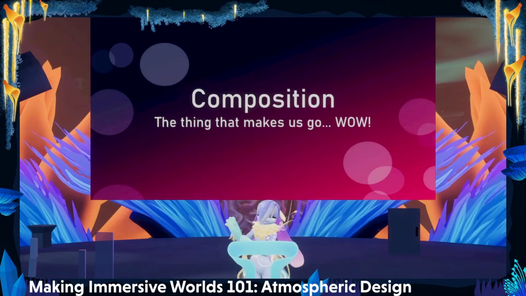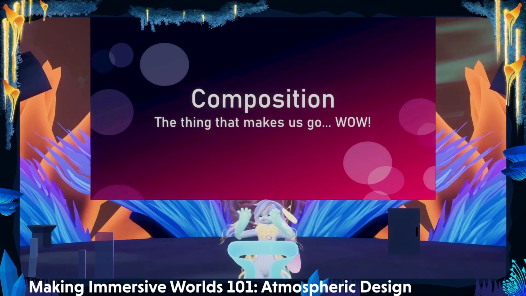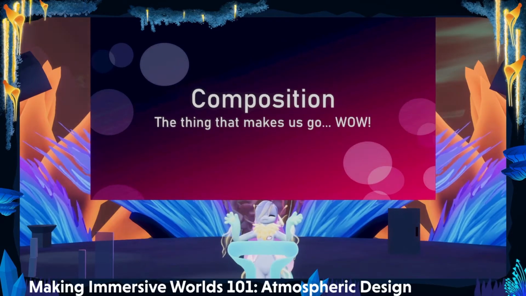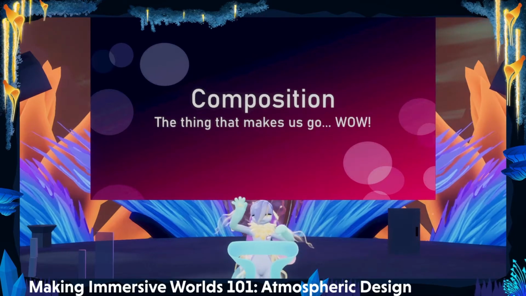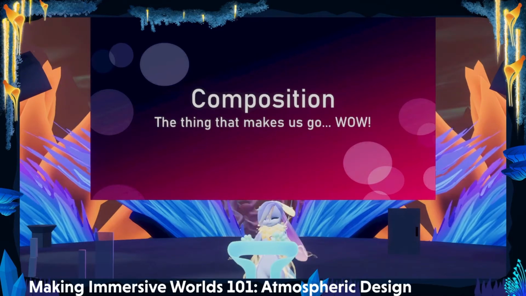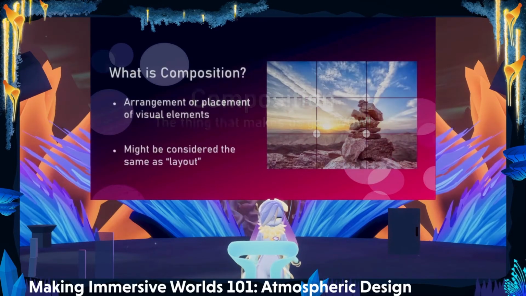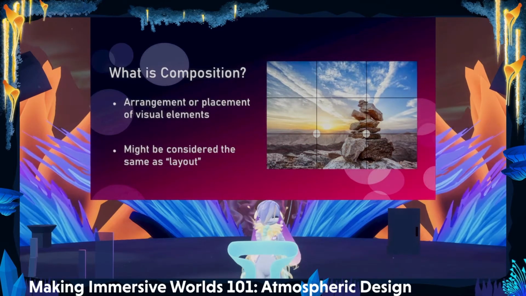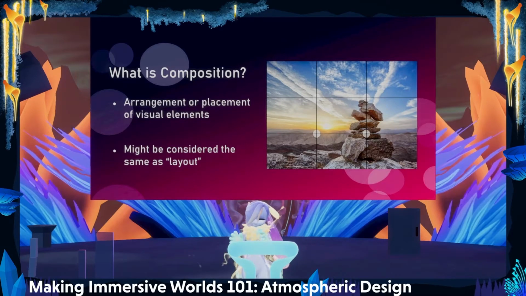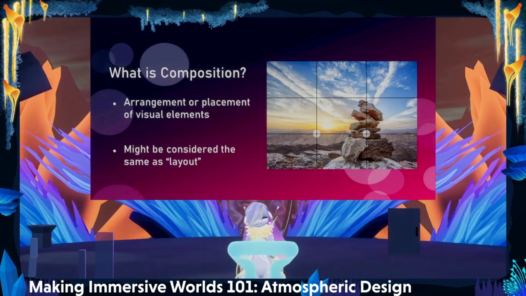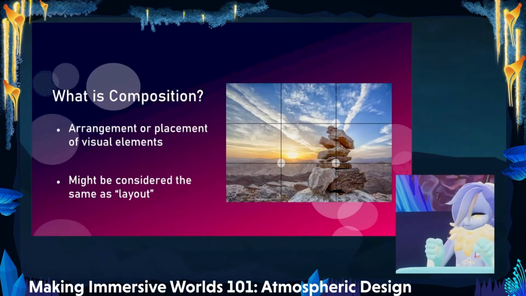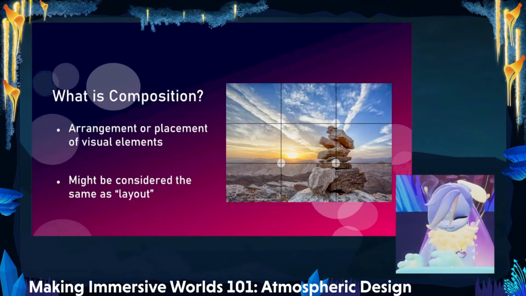So let's get started with the first thing, right? Let's start with the first and most important thing when you're making worlds: composition. It's the thing that makes us go, wow! Like when you entered the Furality Luma lobby, that's the thing I'm talking about, right? So what's composition? Composition is the arrangement or placement of visual elements and might be considered as a layout, but it's not exactly. It's more of like the design of things, how it's going to be placed and how it feels. Not the exact layout, however, it helps the layout.